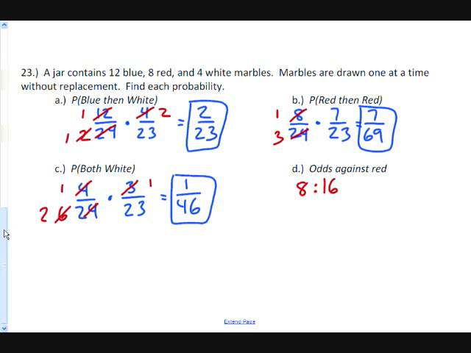For odds against, I have to flip this. So I have to flip these around. Odds against, I list the unfavorable first, which is the 16, versus the favorable, which is the 8. And now again, I have to reduce these just like I would a fraction. Each of these divisible by 8, so it reduces to 2 to 1. Okay, so the odds against red is 2 to 1.